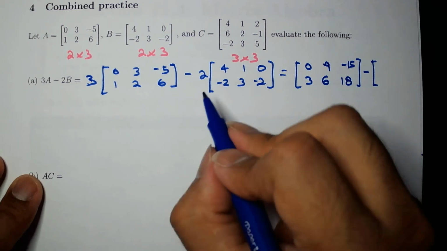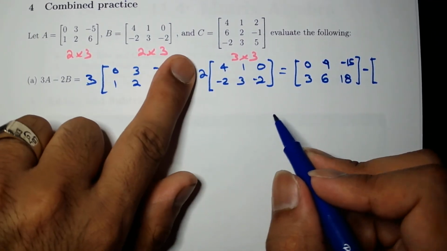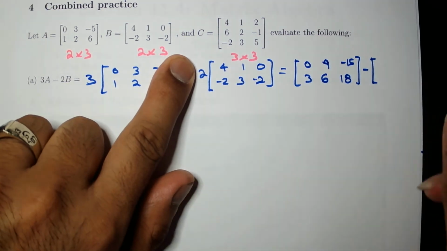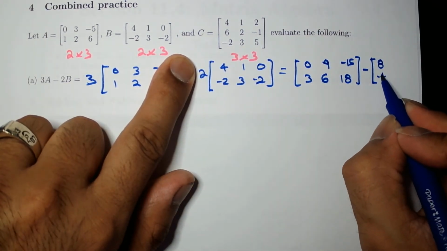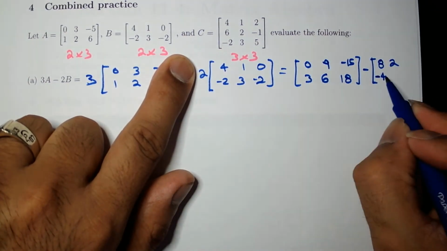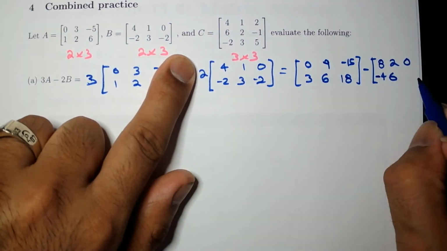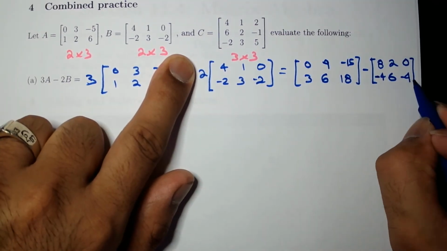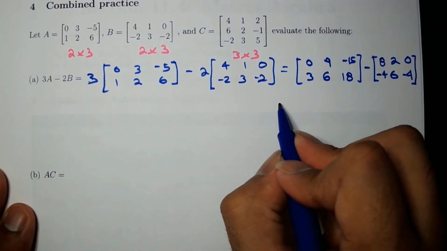So, well, let me actually keep the negative outside. I'm going to pretend this is a positive. So I'm going to do 2 times 4, which is 8. 2 times negative 2, which is negative 4. 2 times 1, which is 2. 2 times 3, which is 6. 2 times 0, which is 0. 2 times negative 2, which is negative 4. Alright, and then we're ready to perform this difference.